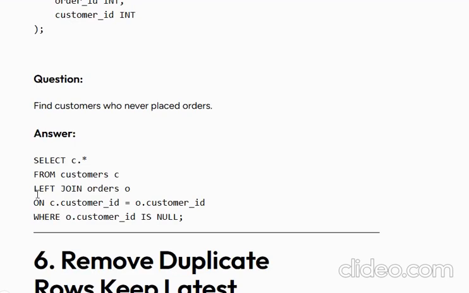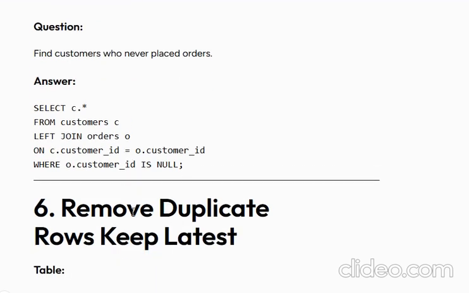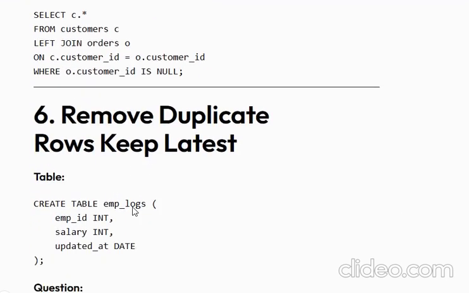So here the important thing is you need to check the join condition. First select C dot star, where C means customer, from customers. So we need to find the customers. In the left join, we first take customers, and then orders is on the right side, on C dot customer ID is equal to O dot customer ID, where O dot customer ID, the right side customer ID, is null. That is the tricky part. So that we will get the answer for this.